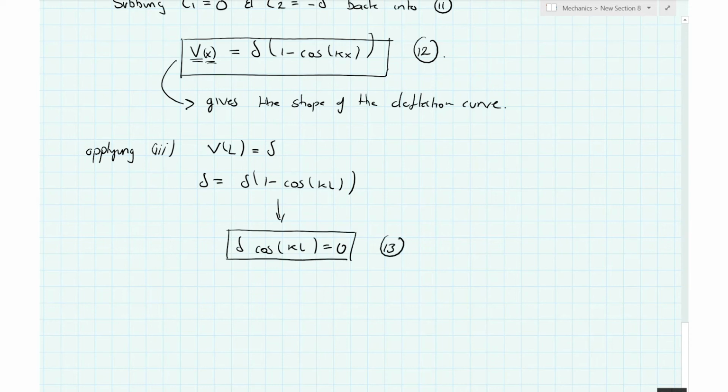Okay, and we'll do our usual approach to this, which is to say that either delta is equal to 0 or the cosine of KL is equal to 0. Now, if delta is equal to 0, there is no deflection and the column remains straight. So this is our trivial solution. Doesn't get us very far. But the non-trivial solution is when the cosine of KL is equal to 0. So let's write a quick note on that to get us that far.